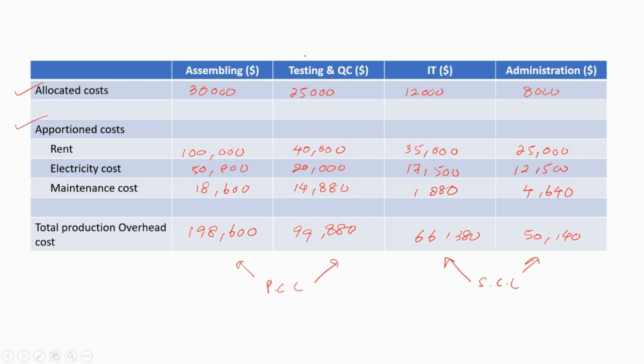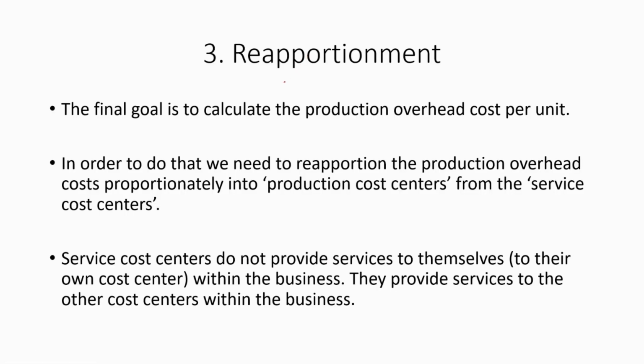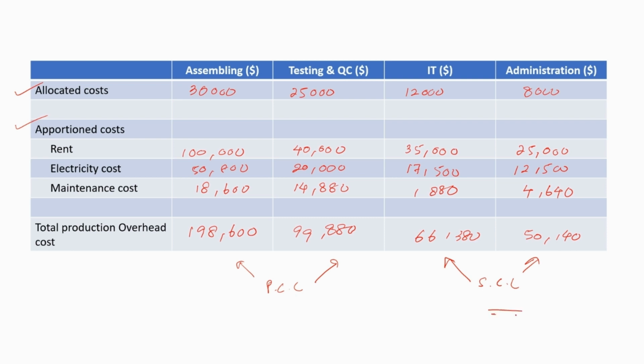Now let's discuss the third step, which is the reapportionment. We discussed allocation, then apportionment. Now the third step is reapportionment. What is reapportionment? The final goal is to calculate the production overhead cost per unit. If you can remember, this is the final goal of these steps. In order to do that, we need to reapportion the production overhead costs proportionately into production cost centers from the service cost centers. As I said earlier, these are the service cost centers and these are the production cost centers.